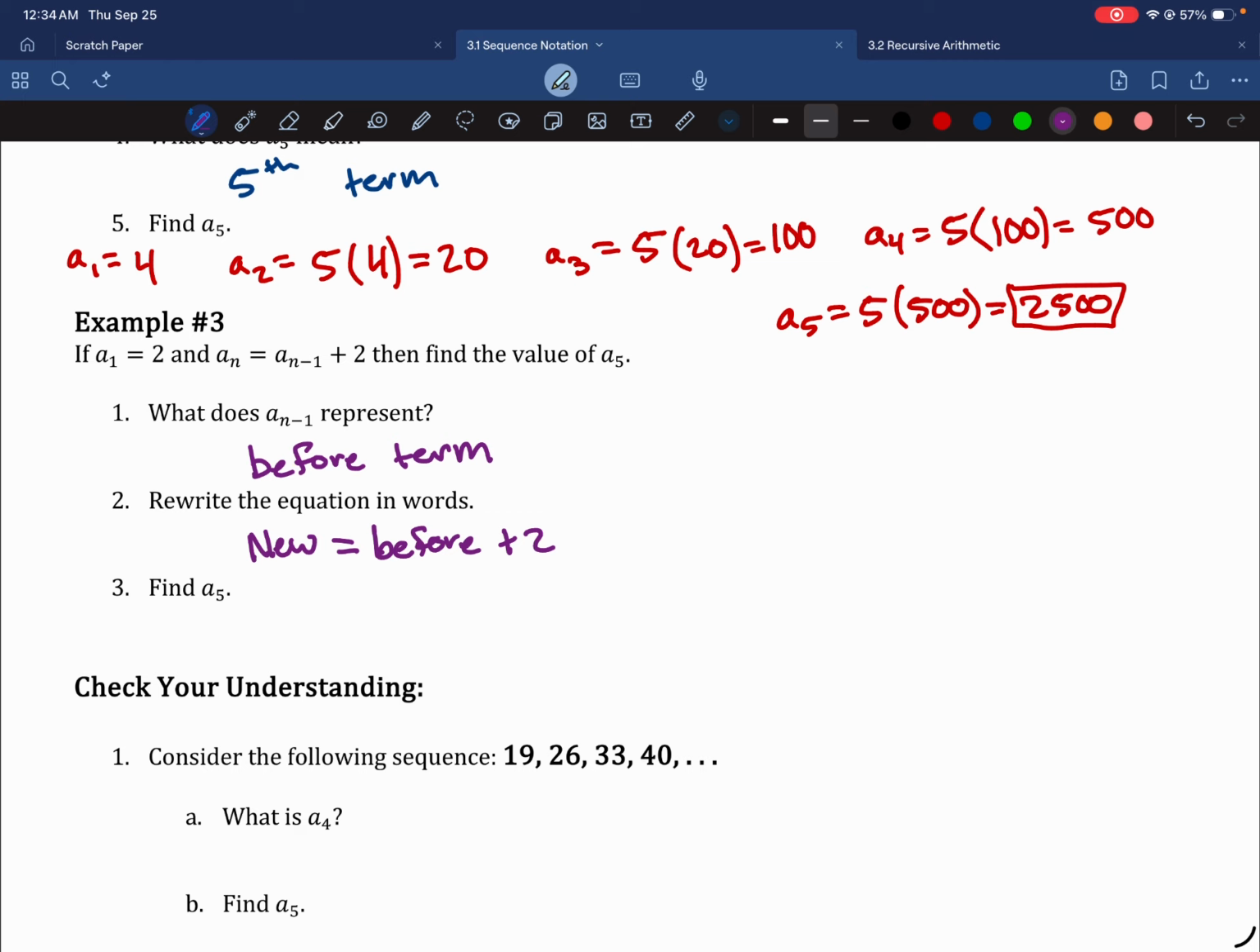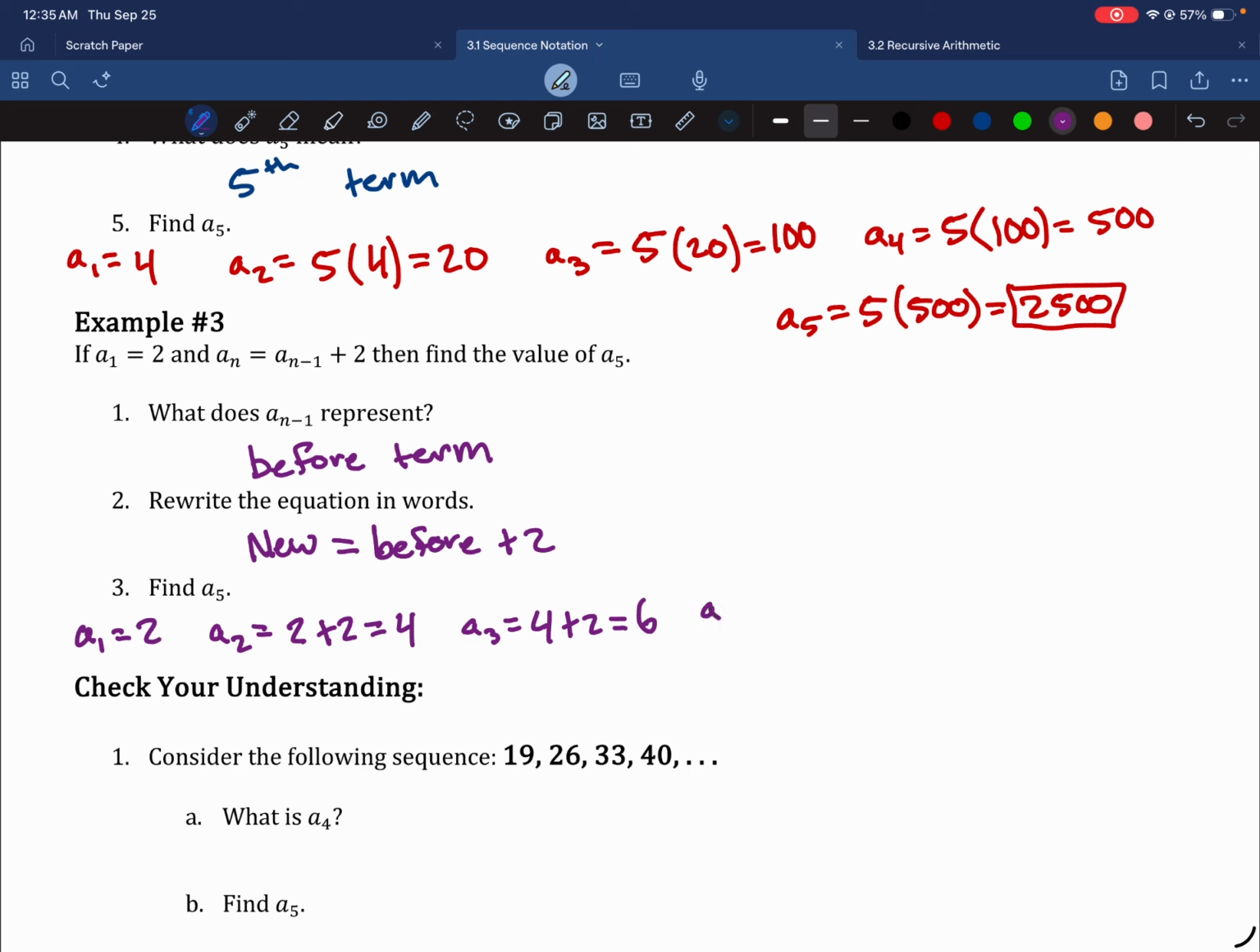So now let's find a sub 5, okay? So I'm going to start at a sub 1. A sub 1 is 2. Tells me that right here. Now let's find a sub 2. A sub 2 is the before term plus 2. So the before term, which was 2, plus 2. So a sub 2 is 4. Now let's find a sub 3. A sub 3 is the before term, which was 4, plus 2. So a sub 3 is 6.